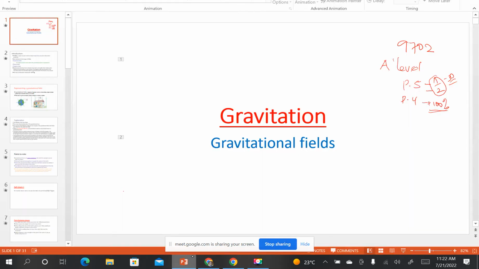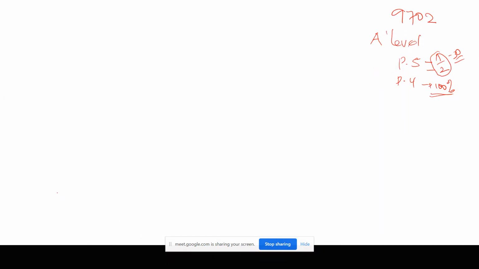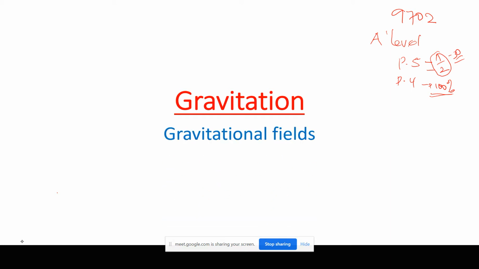Okay, so let's go back to our gravitation. So to begin with, under gravitation, we are going to begin by looking at what we call gravitational fields. At this point, you might be asking yourself, what is a field? Of course, I always hear people in everyday spoken language referring to a soccer pitch as a field. Could that be the same meaning of a gravitational field?